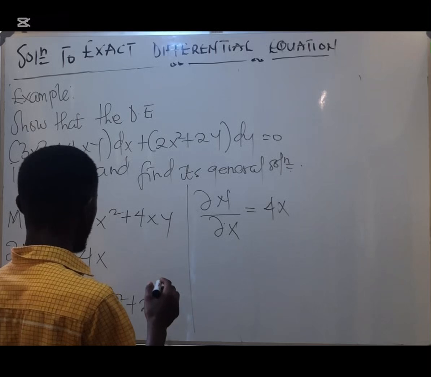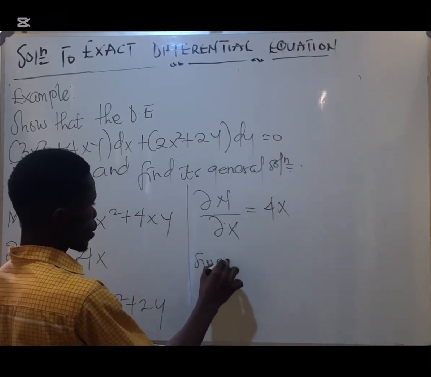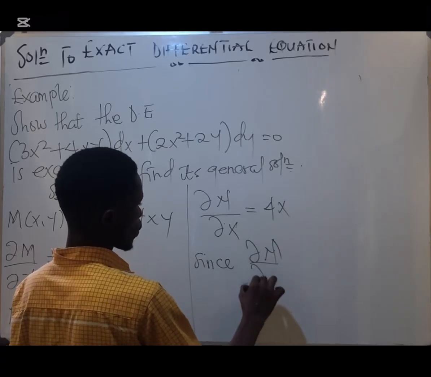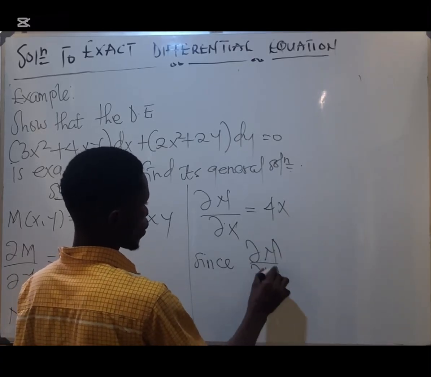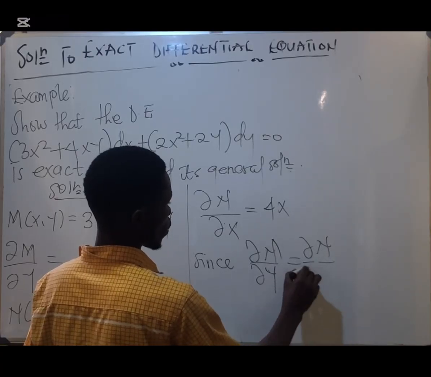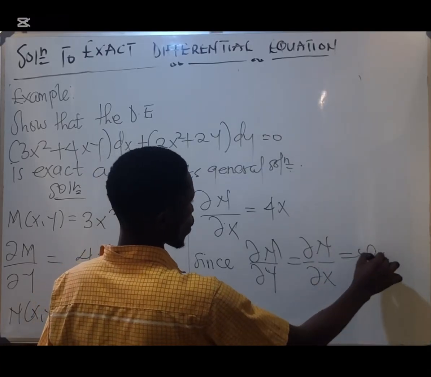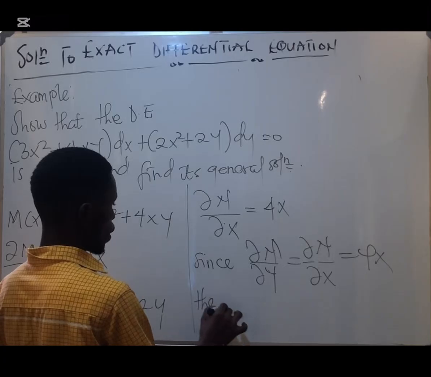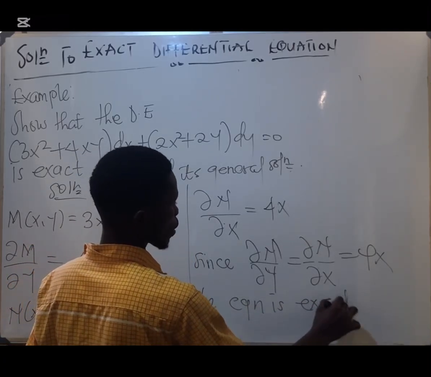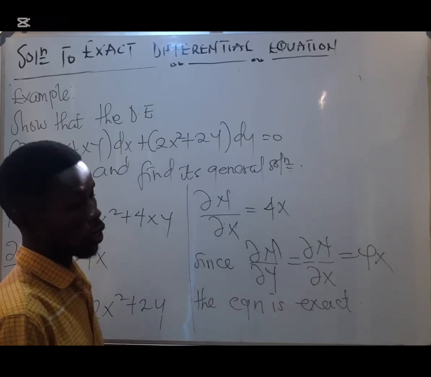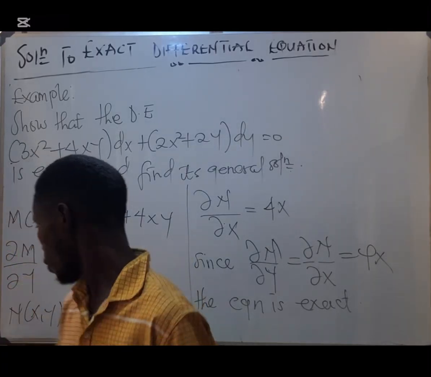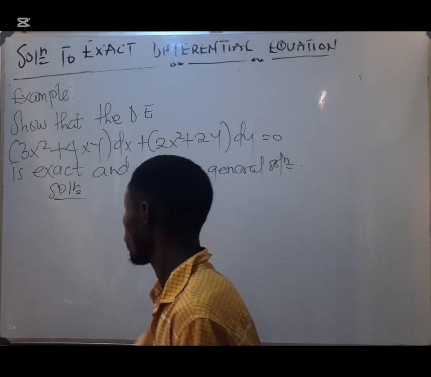So now you can conclude that since delta N/delta x, which is equal to delta M/delta y, equals 4x, the equation is exact. Have you seen that? Since that is equal, it is exact, so you can start doing the solution. Let's begin with our solution.